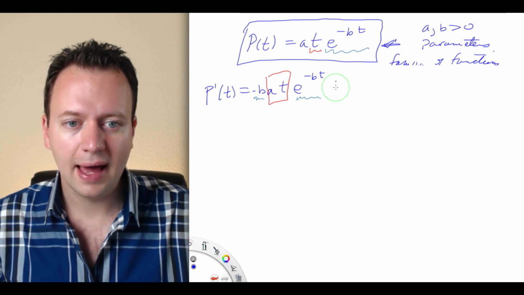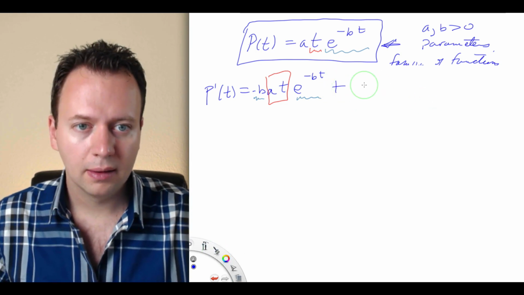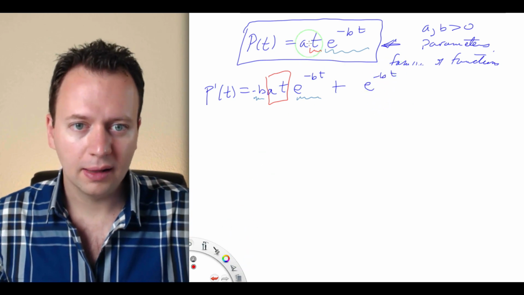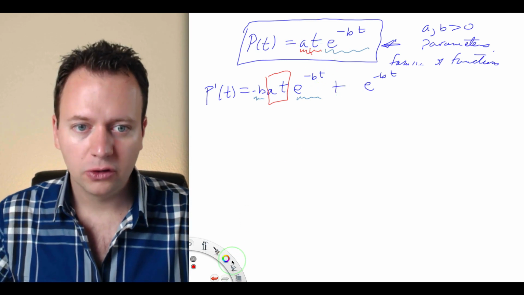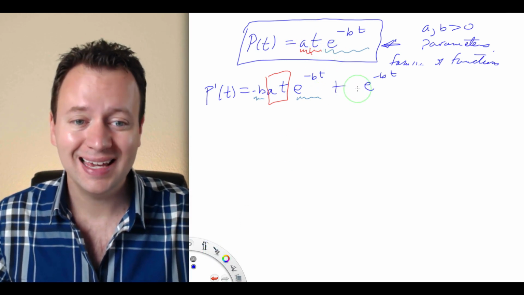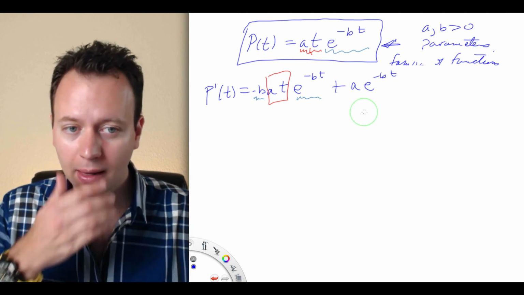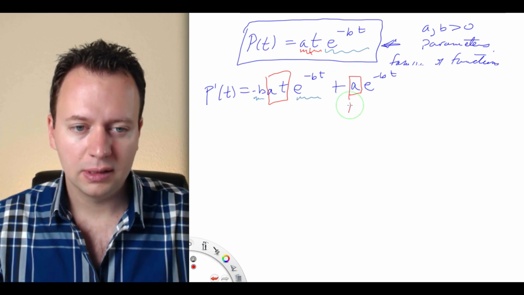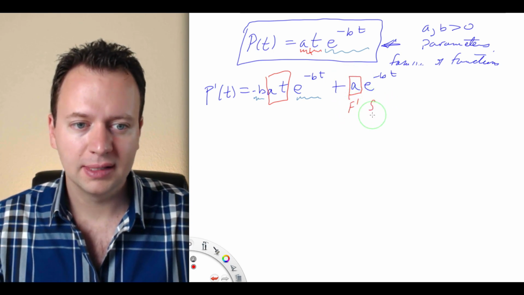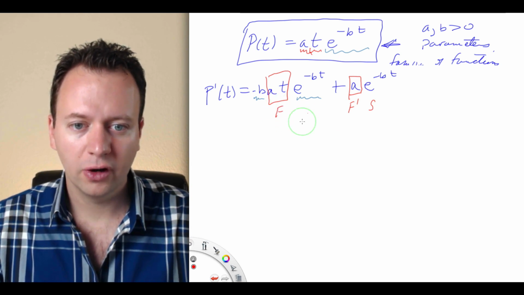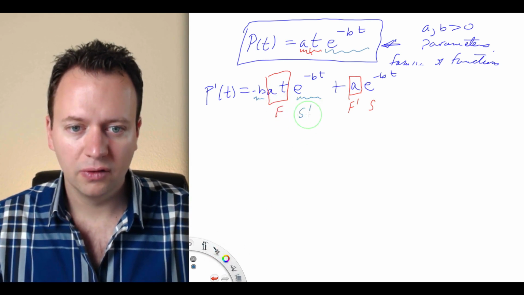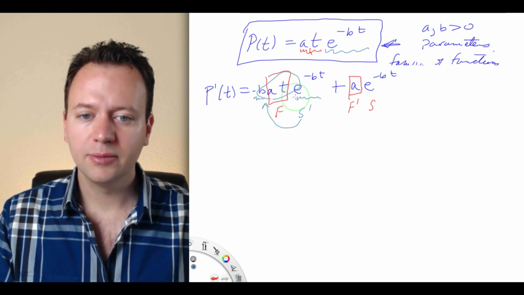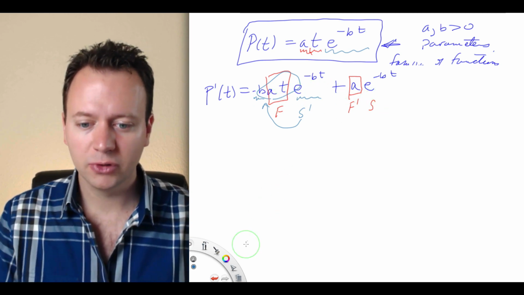Then I'm going to add to that the second function, e to the minus bt, times the derivative of the first function. In fact, why not? Let's just say the first function is at. So the derivative of at is just a, since a is a constant. So there is the derivative of the first function. This is f prime times the second function, and this is the first function times the derivative of the second, including this stuff over here. So first function times the derivative of the second plus the second function times the derivative of the first.